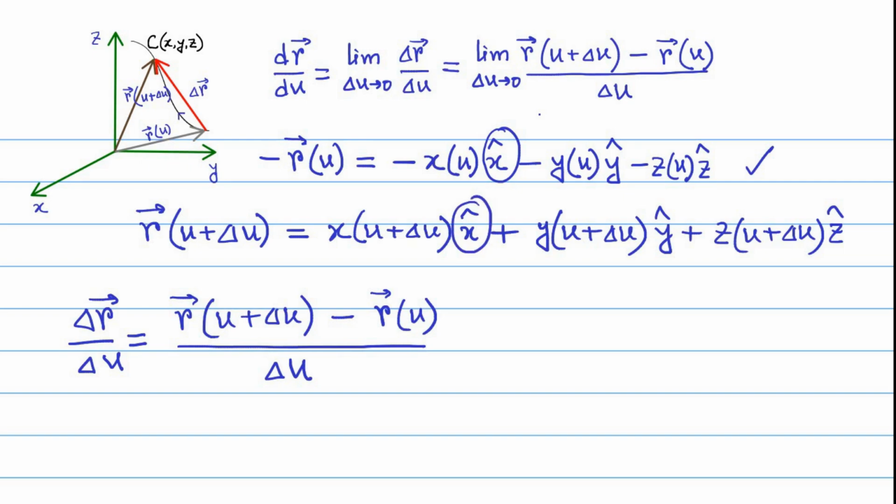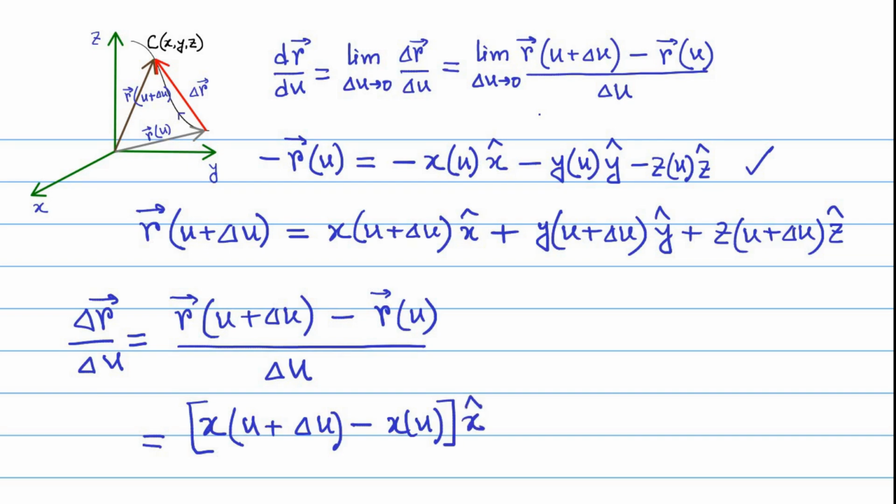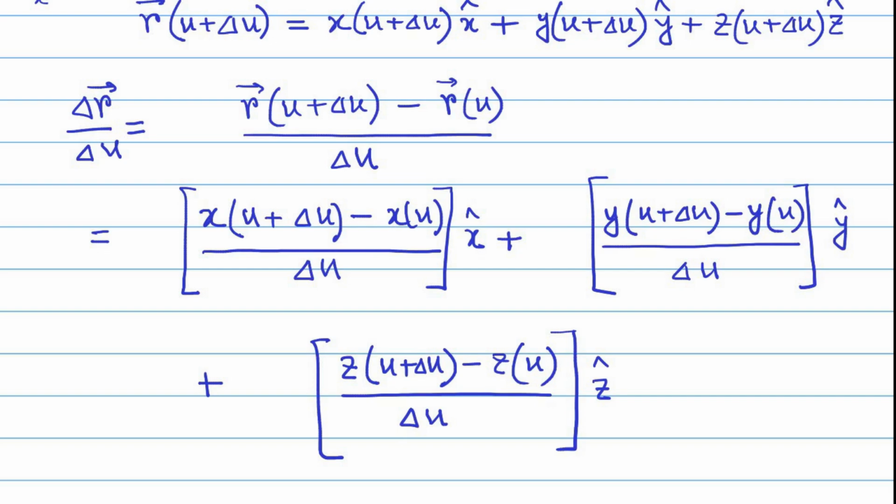So based on the similarity of the basis vector, we'll just be pairing these terms up, and it's pretty easy to understand where we're going with this. So our first pair up will be x of u plus delta u minus x of u. Of course, the whole thing will have the corresponding basis vector x hat, and we'll be dividing that by delta u. We can do similar things for the other two pairs, which should look a bit like this.